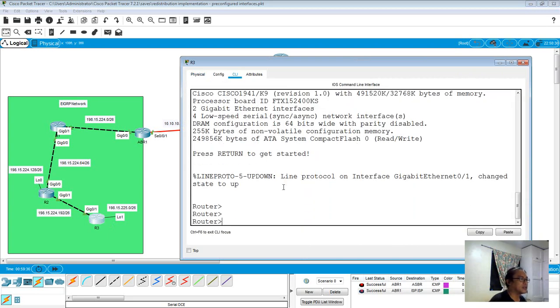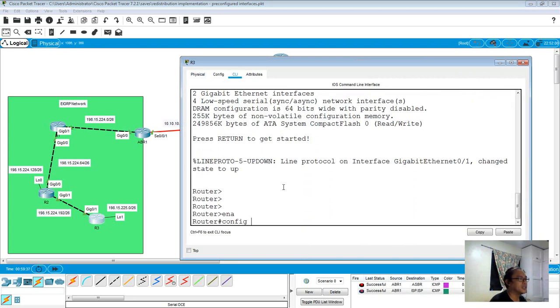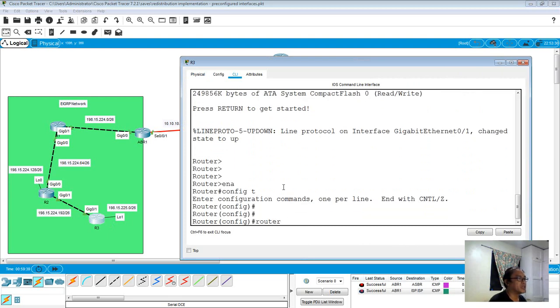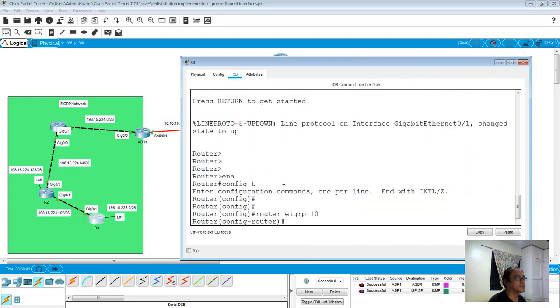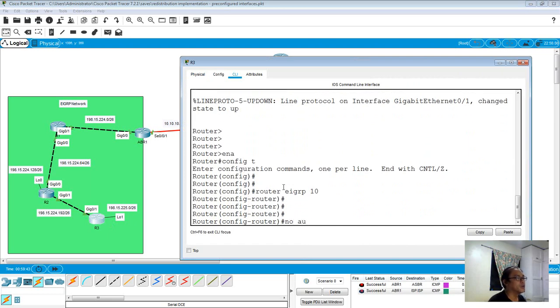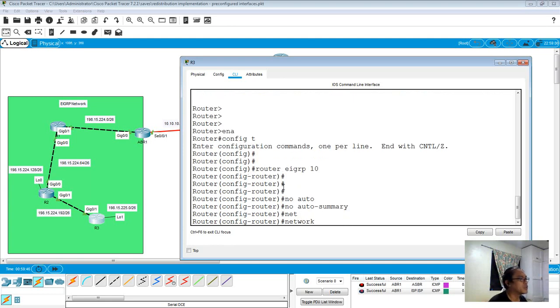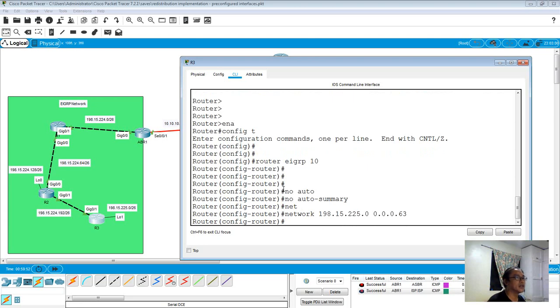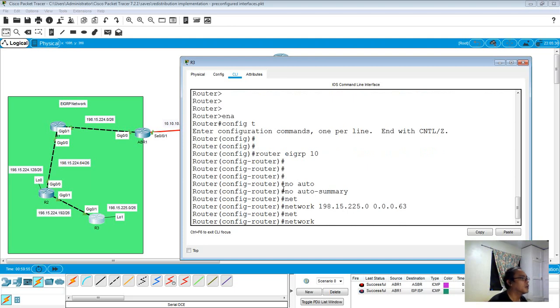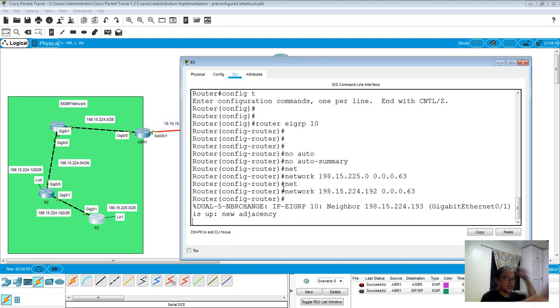Okay. Enter, enable, config t, and router eigrp 10. Then no auto-summary. Enter network. The network we use is 198.15.225.0 0.0.0.63. And the other one is the network 198.15.224.192 0.0.0.63.